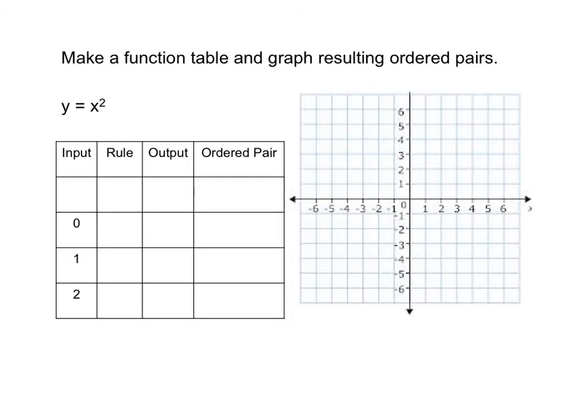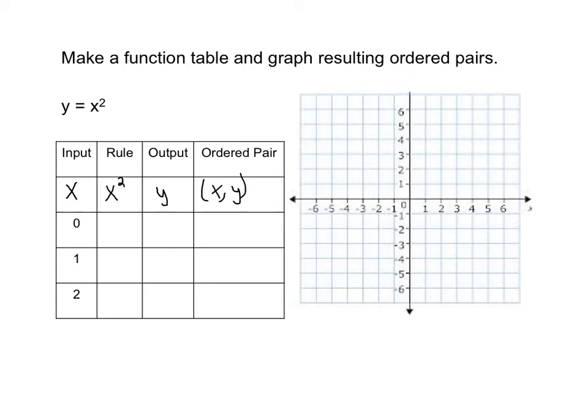Alright, so let's try a different function and see how you do with this one. So this function rule is y equals x to the second power. So why don't you go ahead and fill out the table and then graph the ordered pairs. So pause the video and try it out. Alright, as usual, our input values are going to be x. Our rule here is x to the second power. Our output is y, and then our ordered pair is going to be x, y.